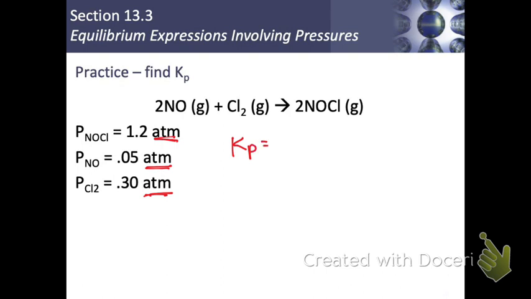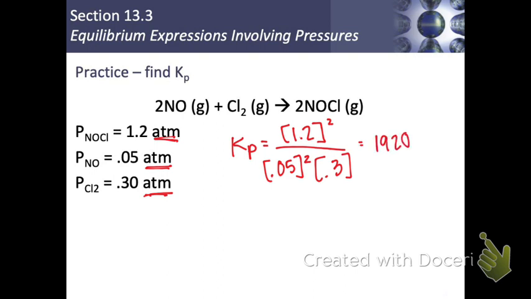All right, so Kp equals 1.2, and this is going to be squared, over 0.05 squared times 0.3 to the first power. That's about what I had, 1,920. Okay.